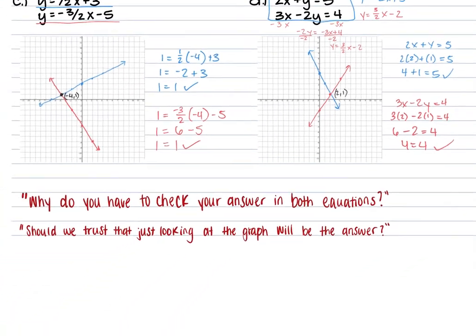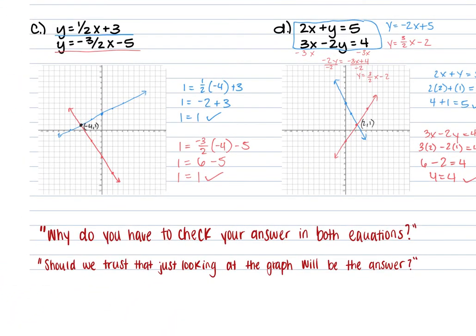Okay, peeps. Why do you have to check your answer in both equations? To find if there's a solution. Very good. You need to check the exact solution. Because when we're eyeballing it, we could be off by a little bit. But in order to figure out if it's exactly the point that we think it is, we have to plug it back in. And should we trust that just looking at the graph will be the answer? No.